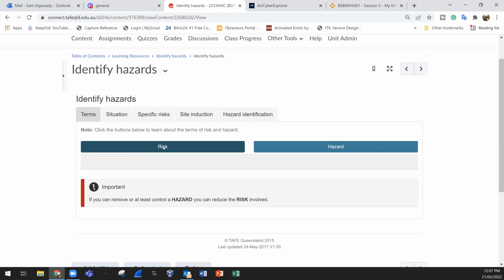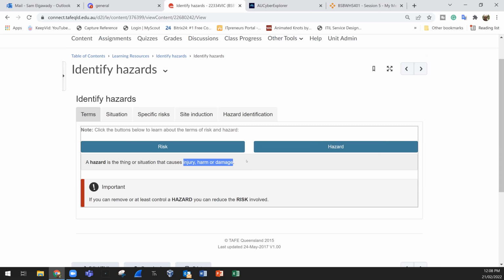Let's have a look. Risk is the chance of a hazard hurting you or somebody else or causing some damage. Okay, this is the definition from the book. What about the hazard? A hazard is the thing or situation that causes injury, harm, or damage. So injury, harm, or damage, this is the risk. So the hazard can cause the risk.